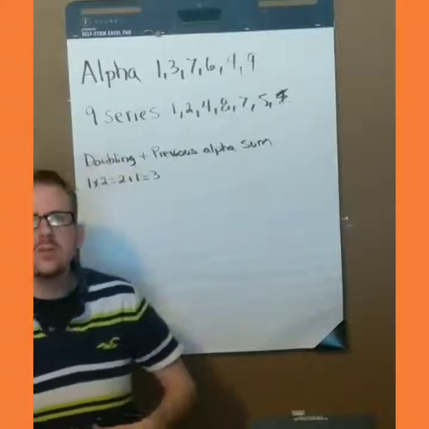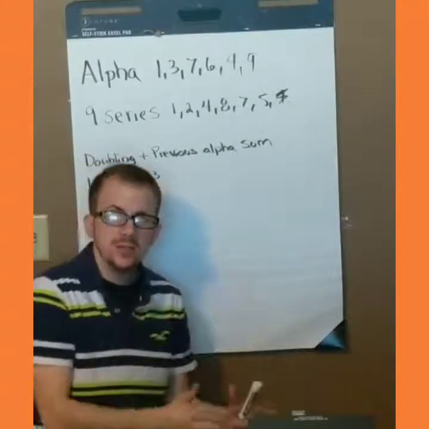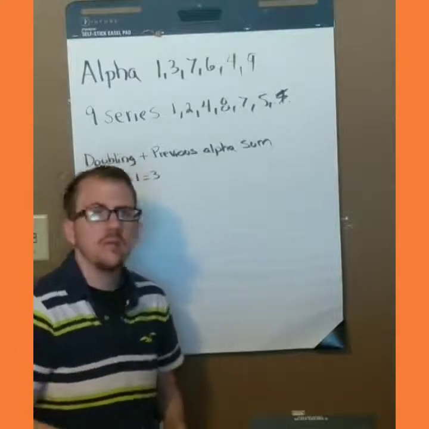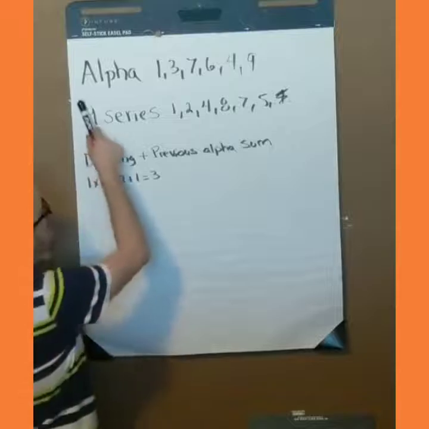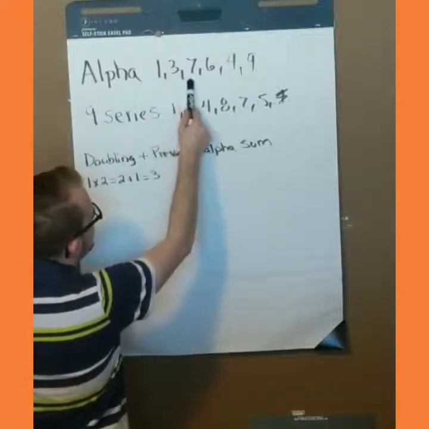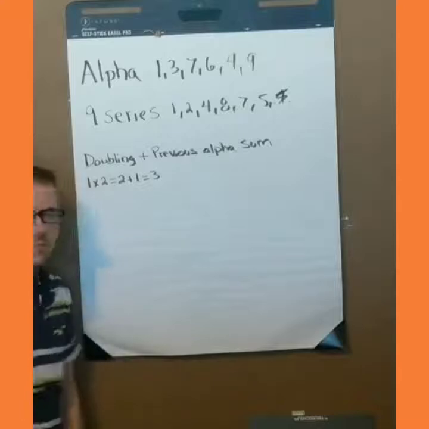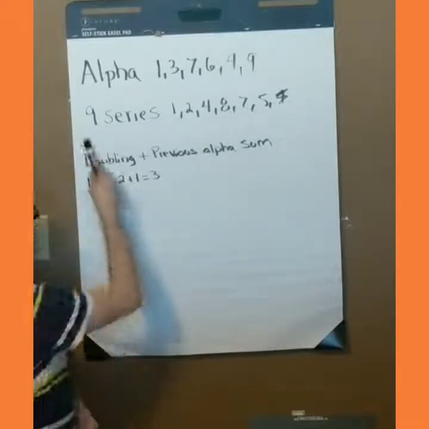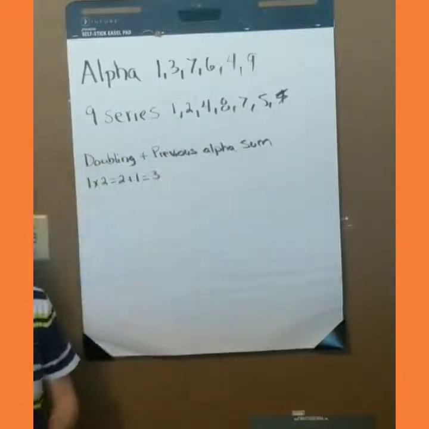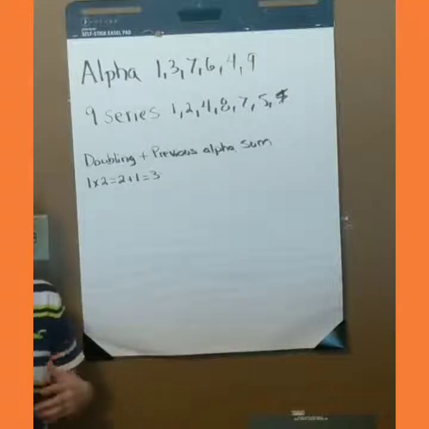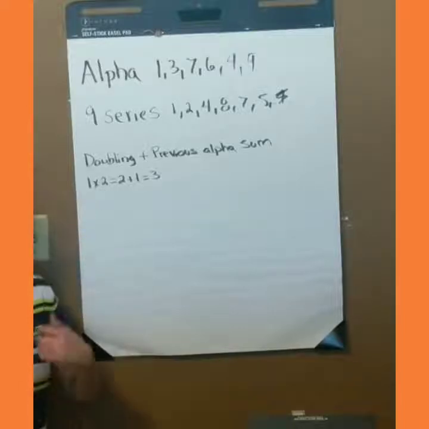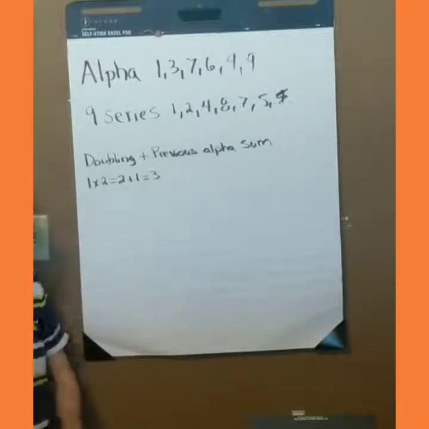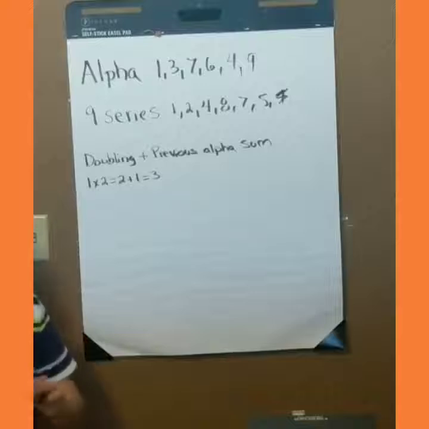Alright, so now that you have a better understanding of the 9 series and a more complete understanding of it, let's go ahead and start talking about the alpha. The alpha series is 1, 3, 7, 6, 4, and 9. As I said earlier, it's actually nested within the 9 series, and I'm going to show you what that looks like. Using basic doubling, 1 times 2, we're going to be able to find the next number in the alpha series. It may sound a little confusing, but just watch.